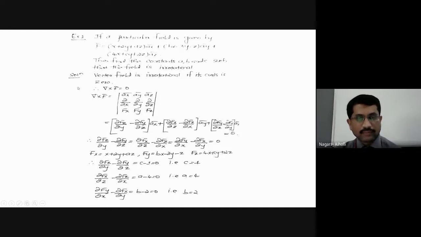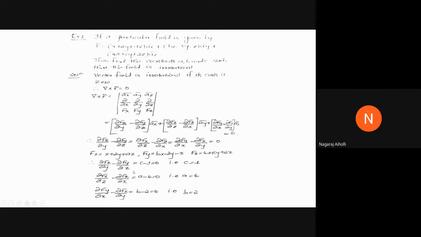Like this we have to find out the constants if they mention the condition that the vector field is irrotational, and find the given constants. If it is irrotational, the curl of the vector equated to 0, so that when you expand the determinant and equate each coefficient of x, y and z to 0, then after differentiating and simplifying, we will get the values of the constants a, b and c. Okay. Note down these steps.